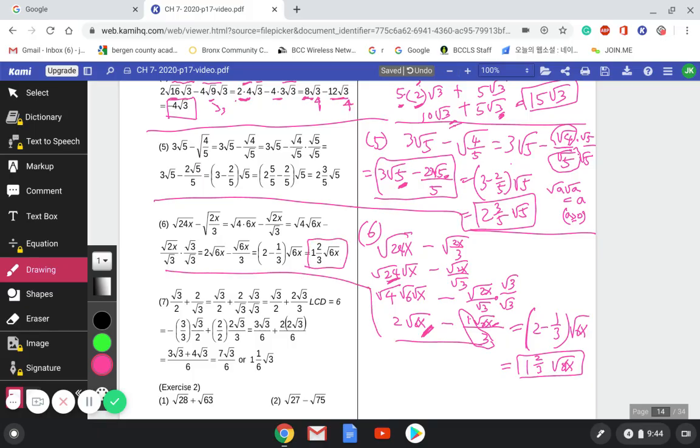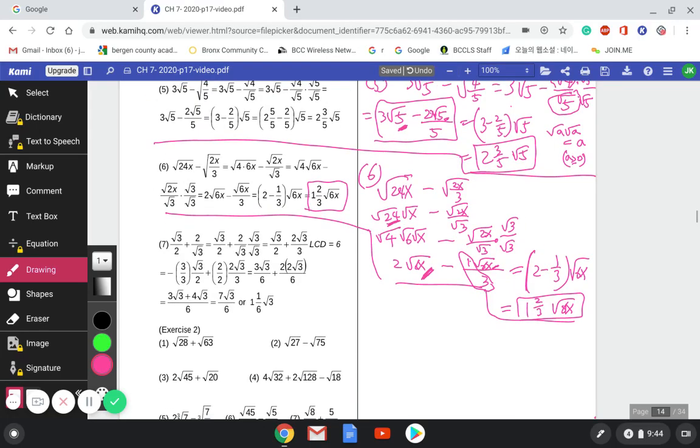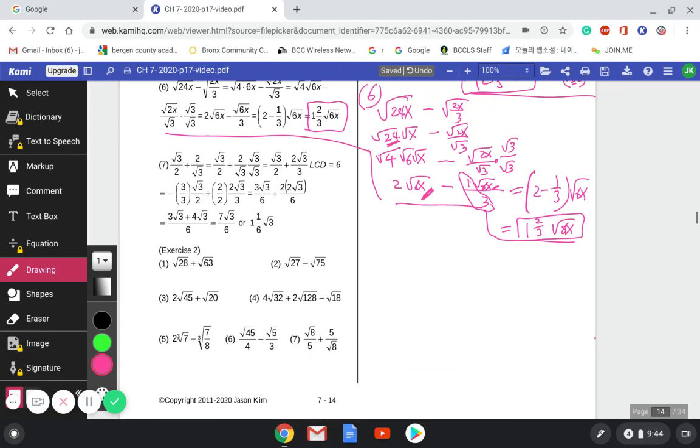So now you can do more exercises, like number 7. Now I want you to do some exercises from exercise 2 and check your answer with the answer key at the end of this section.